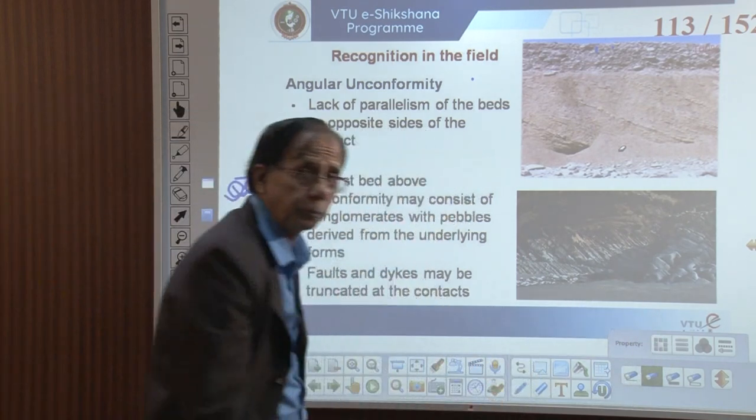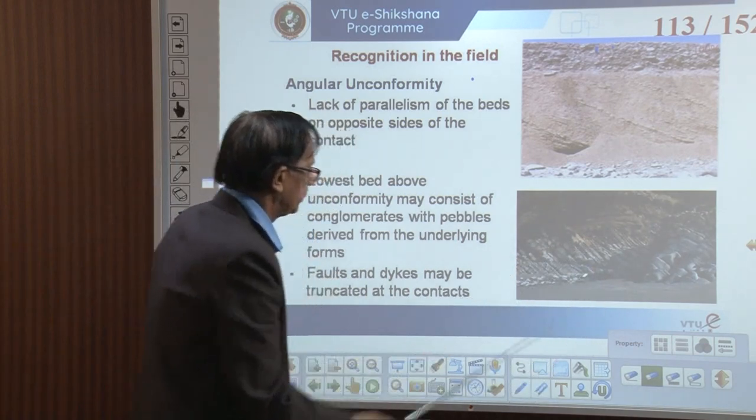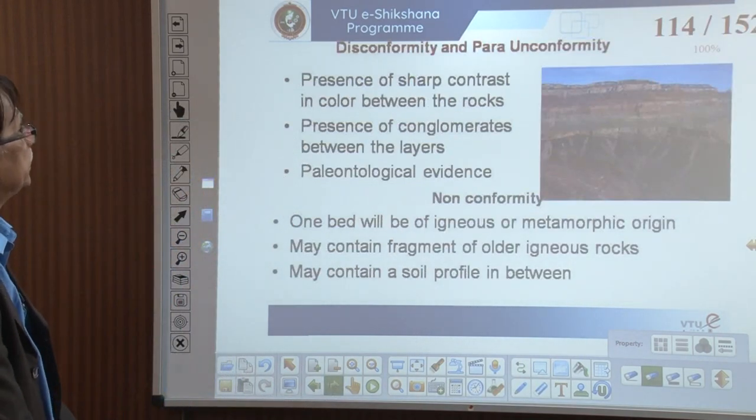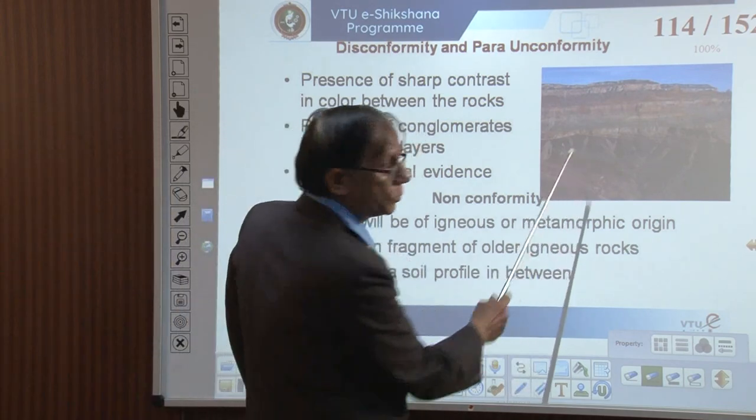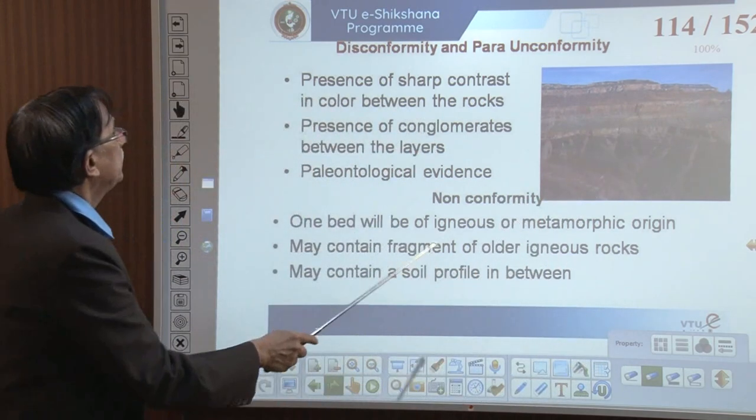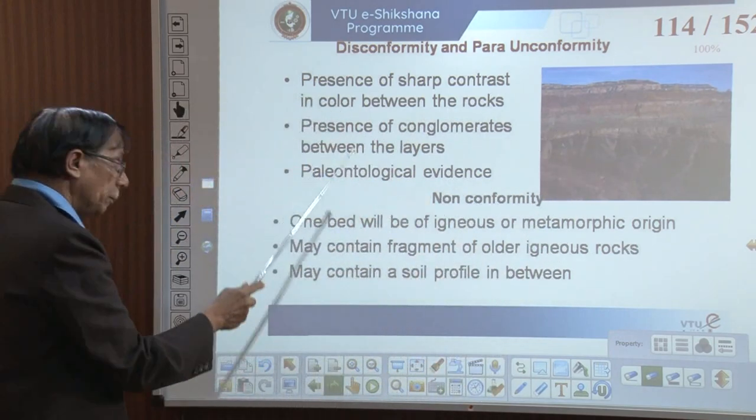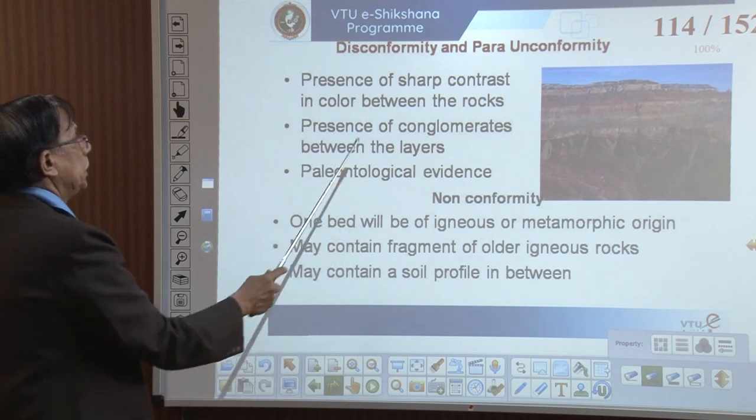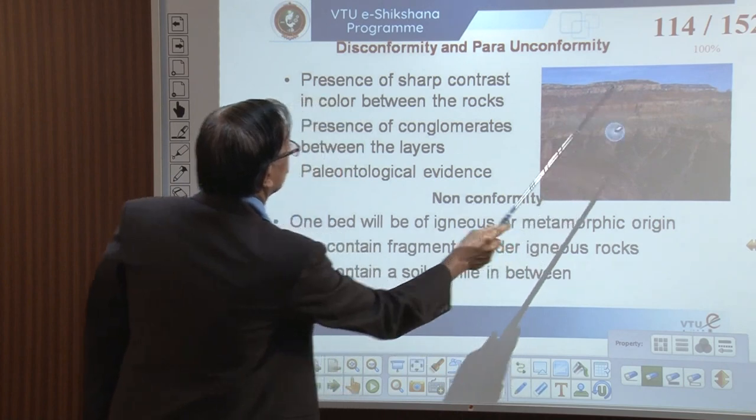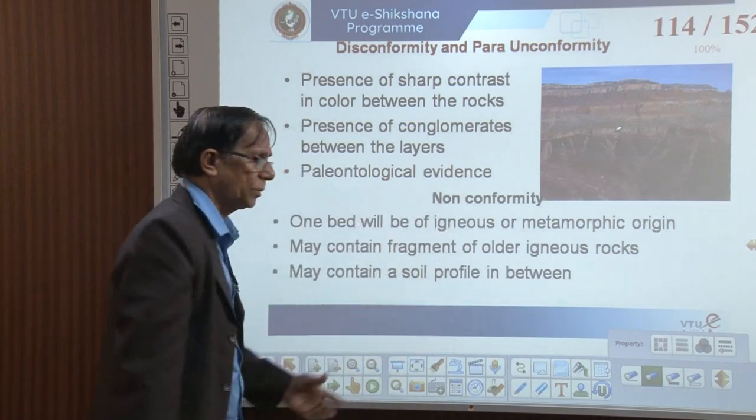Here also you see, we have rocks here and rocks here, all with different orientations. Disconformity, para-unconformity, this you see, is beautiful. Again here, there is a sharp contact in color between different layers, between different sequences. Presence of a conglomerate between the layers is also possible evidence. Then there is paleontological evidence, fossil content.